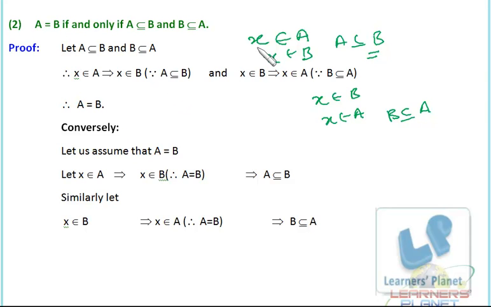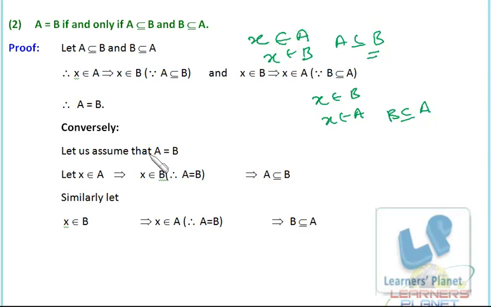Here X is any element. Maybe there are 3 elements, 4 elements in set A, that really doesn't matter, but we are talking about any element X, okay? So if X belongs to A and A is a subset of B, that means definitely X belongs to B, right? And if X belongs to B and B is a subset of A, that means definitely X belongs to A. Okay, so that's B is a subset of A. That means A is equal to B.